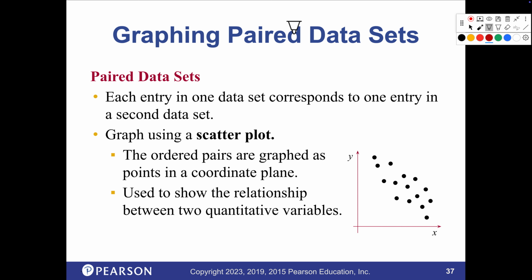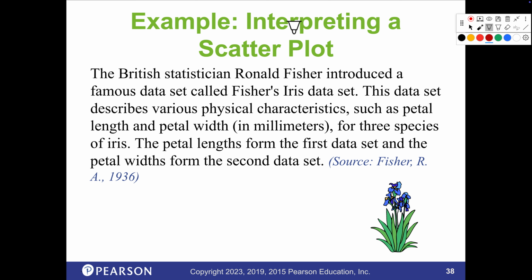For a scatter plot, we need two pieces of data for each data point. Okay, so this is showing a relationship between something. So let's take a look at what that might be.